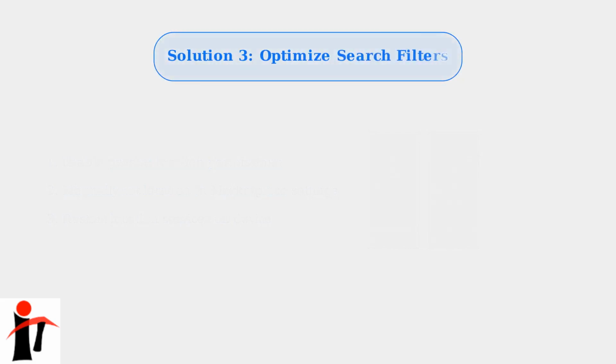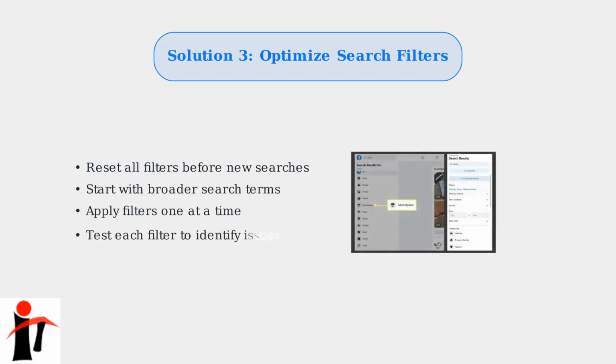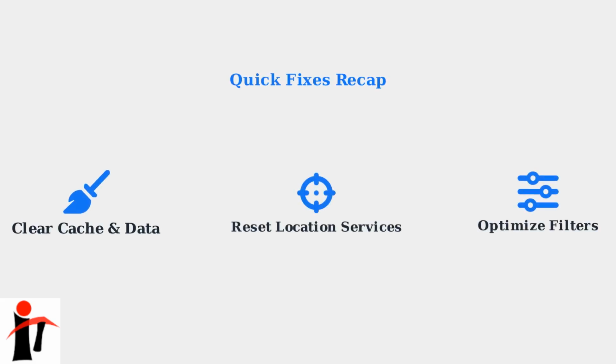Filter optimization prevents search errors. Reset all filters before starting new searches. Use broader terms initially, then apply specific filters one at a time to identify any problems. These three immediate fixes resolve most Facebook Marketplace search issues. Clear your cache regularly, ensure location services are properly configured, and optimize your search filters for the best results.